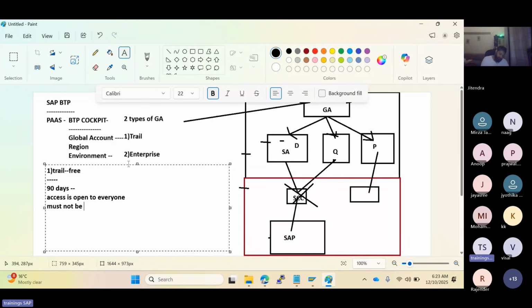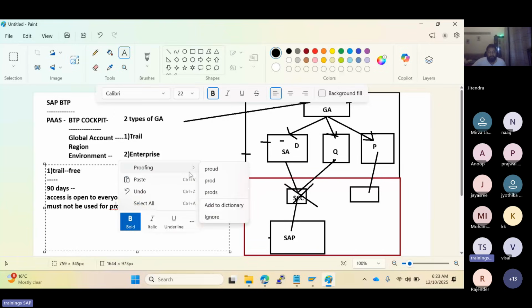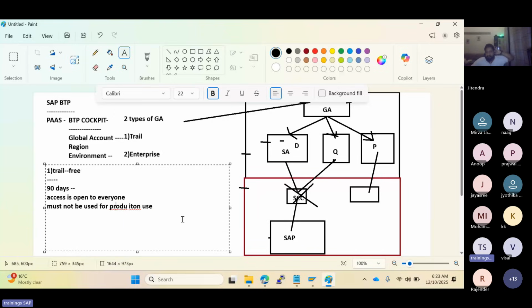It must not be used for production use. Only for learning purposes and development can we use it here, but it should not be used for production. Also, you are not permitted to use the trial account in any productive or commercial manner. Trial means trial only. It is for personal exploration, non-production development, not for any commercial purpose.